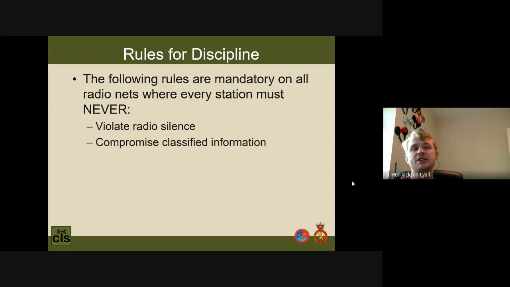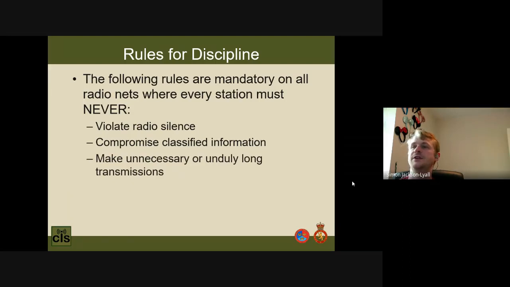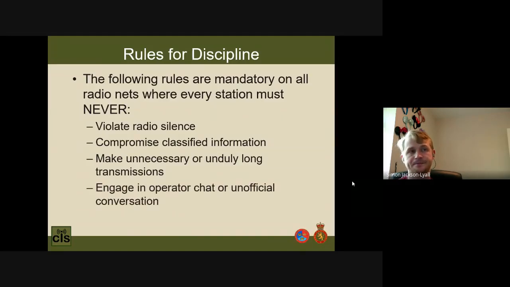Compromise classified information. So back to our security classifications lesson, making sure that you don't compromise it, remembering that your radios are an insecure means of communication on their own. Make unnecessary or unduly long transmissions. The longer you transmit, the more the enemy can listen in, and also you're stopping everyone else from transmitting. Maybe someone has an urgent call, like a contact report that they need to get out, and the longer you transmit, the longer the delay before they can transmit.